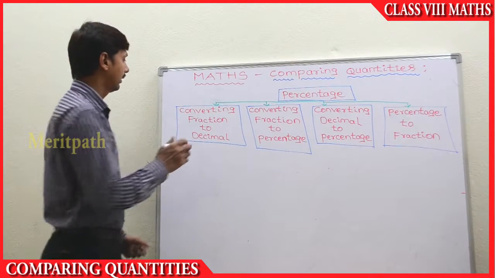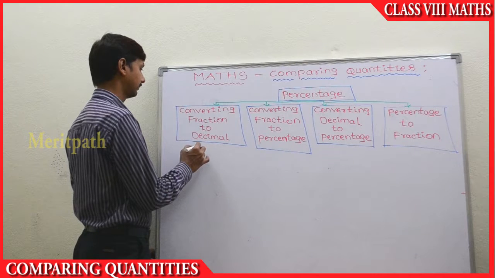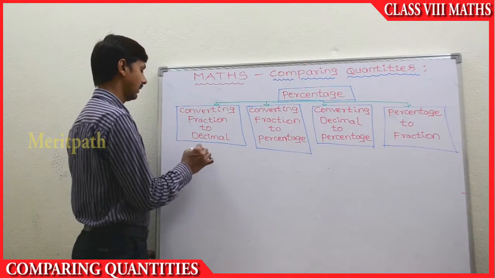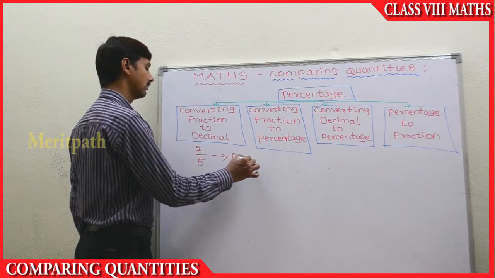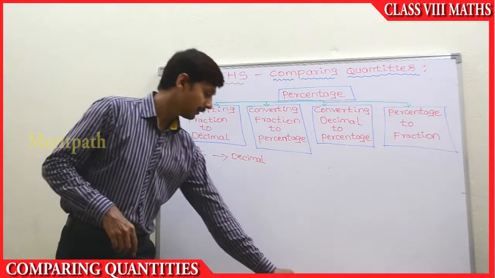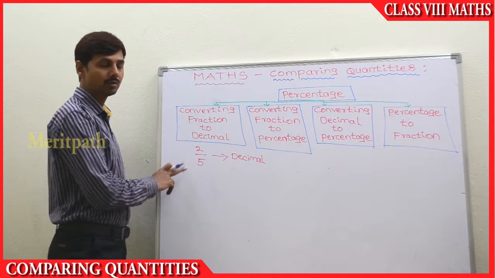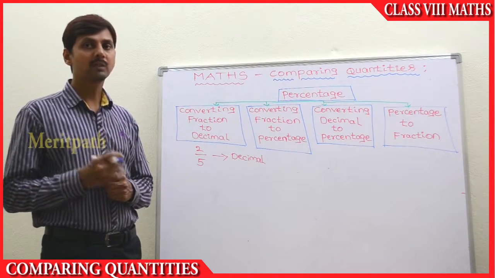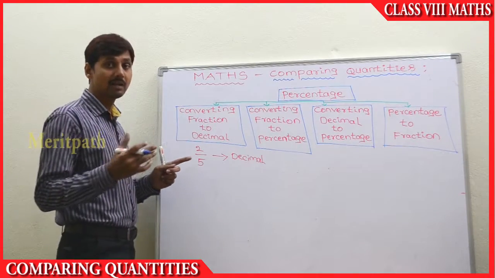A fraction can be converted into a decimal. If you take 2 by 5, it's a fraction. We need to change this into a decimal. So 2 by 5. Here there is denominator 5, so it is difficult to find the decimal directly. So we have another method we learned in a previous class.